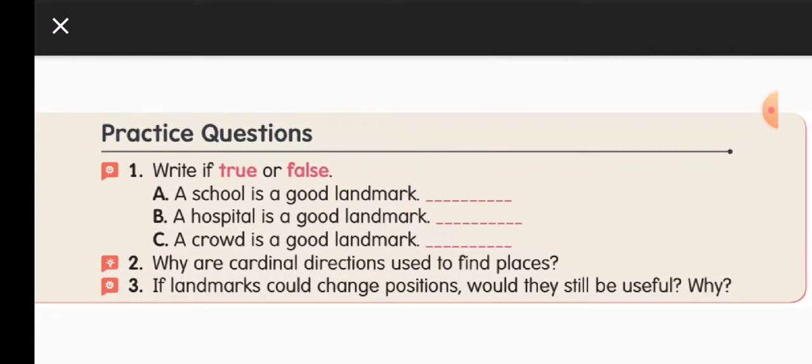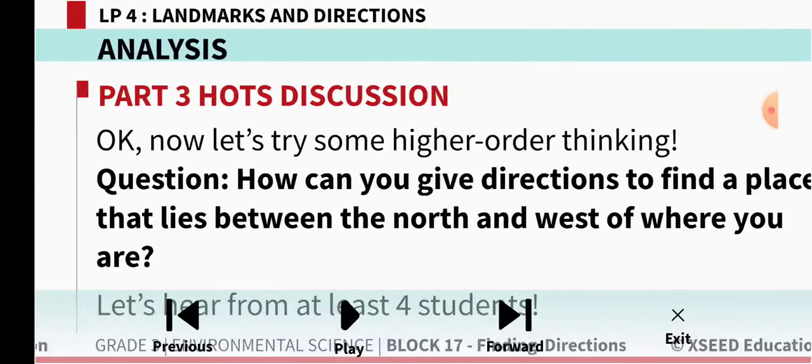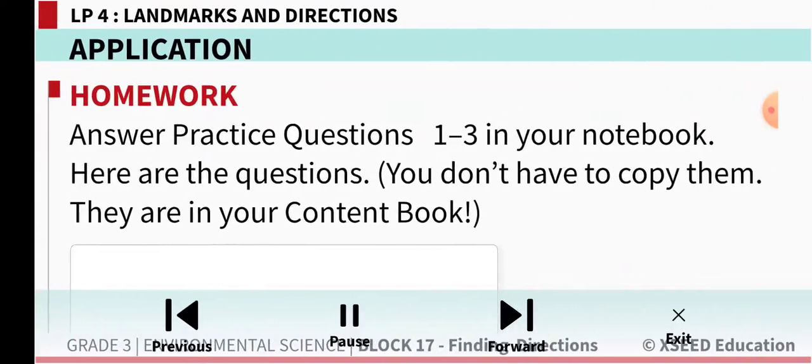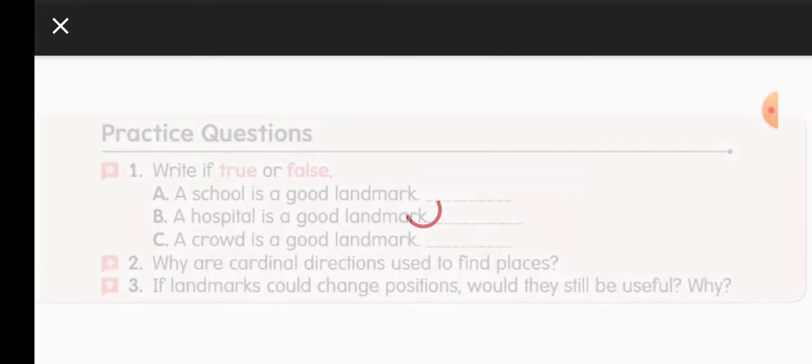Let us move on and answer the questions in the content book. Put today's date, write if true or false. Okay, so this should be answered with the help of the content book, right? So let us see where the content book is. Can we find the content book? Right, you open the content book and you answer this question, because without the content book you can't do it.